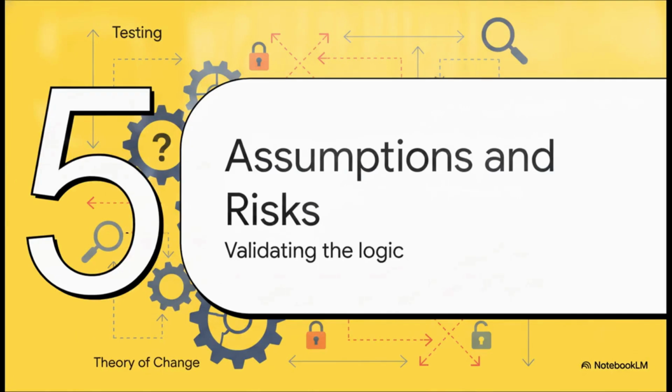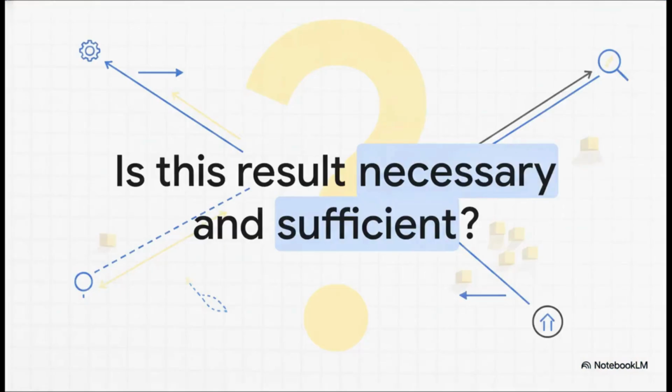Step 5. Testing assumptions and risks, validating the logic, and embracing uncertainty for adaptive learning. To really validate our logic, we have to look for where our reasoning is most vulnerable. Asking 2 vital questions forces some serious critical engagement with your causal logic. First, is this result necessary? Could the higher result occur without it? And second, is this result sufficient? Would achieving it alone produce the higher result? Asking if a result is sufficient is amazing because it often reveals missing pathways or complementary interventions that you haven't even considered yet.